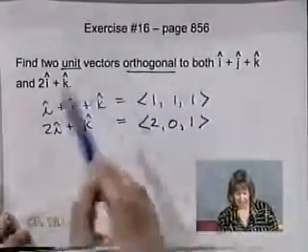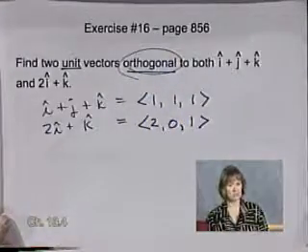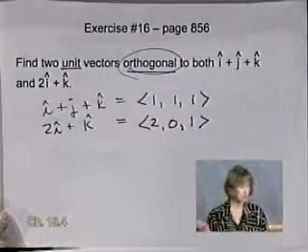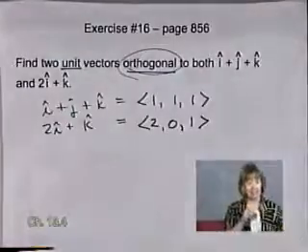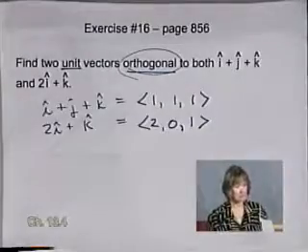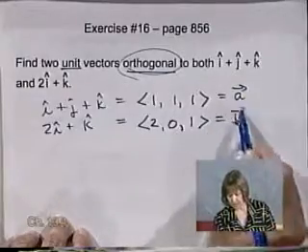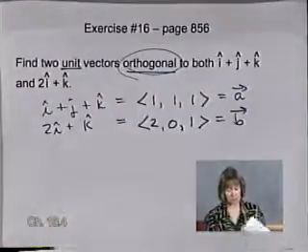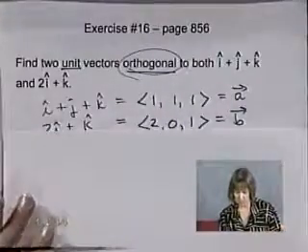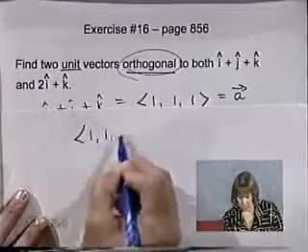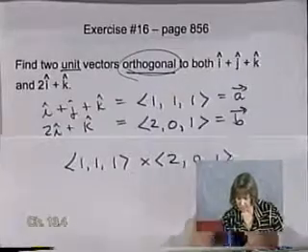How can I get a vector, not a unit vector, that's orthogonal, perpendicular to two vectors? In this section, it's the cross product, right? That's what we're doing in this section. If I take the cross product of these two vectors, I will get a vector that's perpendicular to both of these. Let's call this vector A and this vector B. When you take the cross product of two vectors, you're producing a vector that's perpendicular to both of those. So I want to take the cross product of 1, 1, 1 with 2, 0, 1.